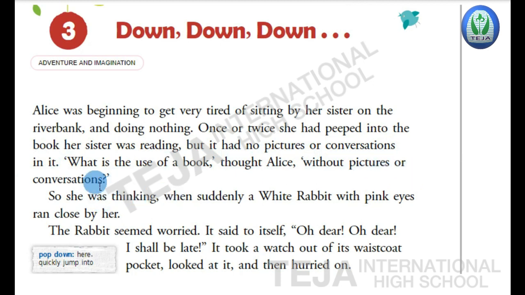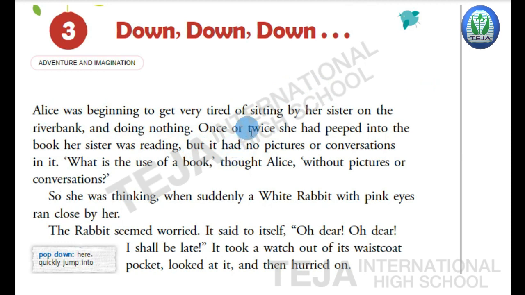So here, Alice was a little girl. She went with her sister, and both of them sat near the river bank, and the sister was reading a book. But Alice was very tired by sitting with her sister doing nothing, as Alice's sister was reading a book, but Alice was not doing anything. Simply, she sat beside her sister. So she was very tired by sitting idle.